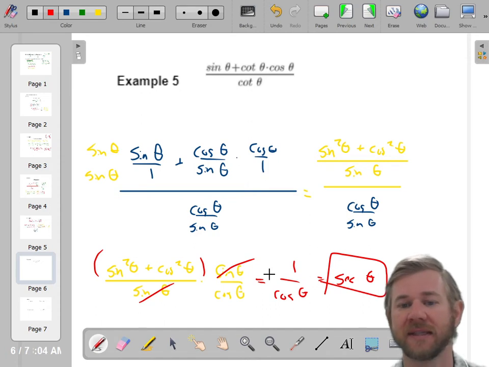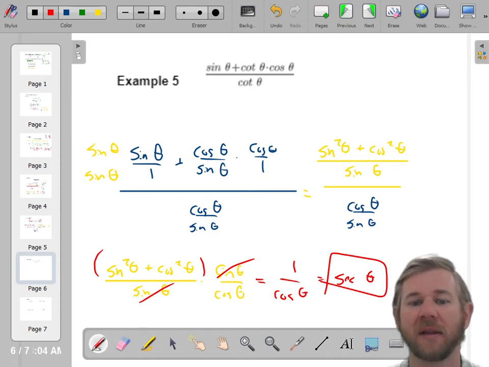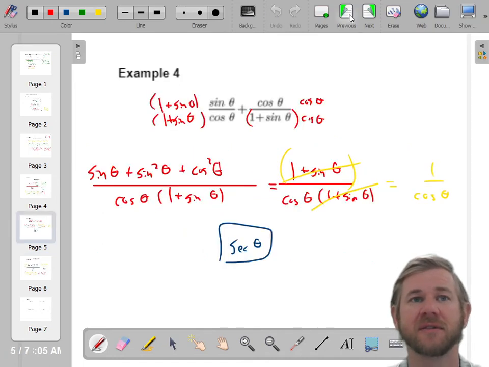Nice. So you can see how these things are going to clean up a lot, and you're going to end up with much simpler answers than maybe you realize. They should all be very friendly. Let's see what else we got.